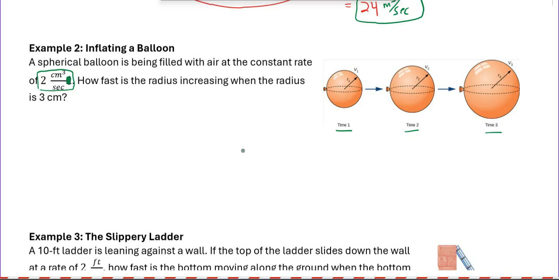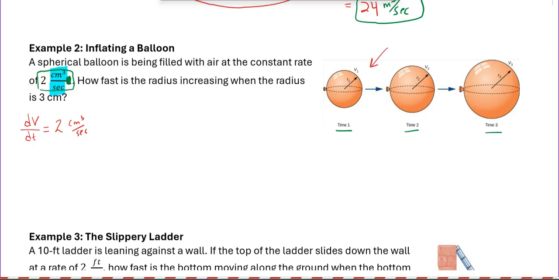All right. So we have to translate that. A spherical balloon is being filled with air at the constant rate. Let's examine the units. What are cubic centimeters? Well, that is a volume. So I'm like, okay, that's a change in volume. And then the other unit, what are seconds? Well, that's just a change in time. So what we write in calculese is dV dt is 2 cubic centimeters per second. In other words, the change in volume of this spherical balloon is the rate.